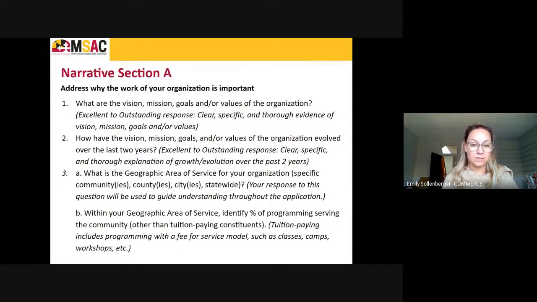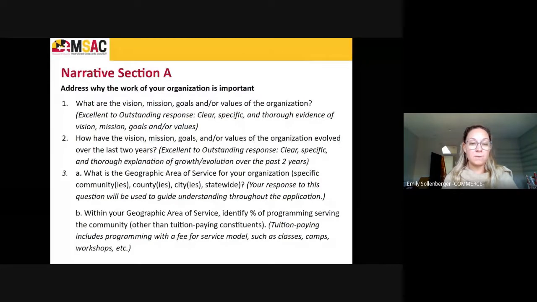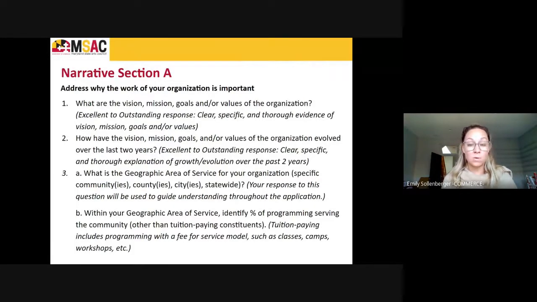The third question is actually a two-parter. These two sections, A and B, are not scored, but it's really important to get a clear picture because it helps to inform the panel of what they're looking at and informs the rest of the application and the questions. So 3A is looking at the geographic area of service that your organization is serving. That would be listing your specific communities, counties, cities, or if you're a statewide organization. We're looking at this response to help guide the panel with additional information throughout the application.